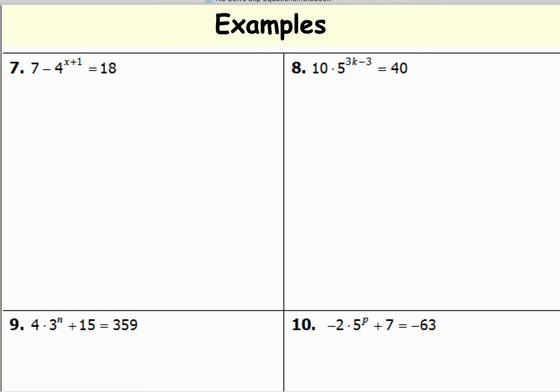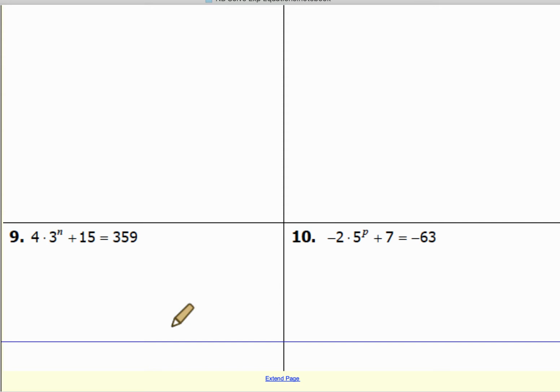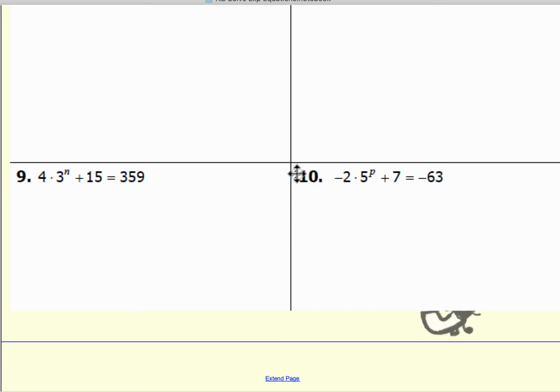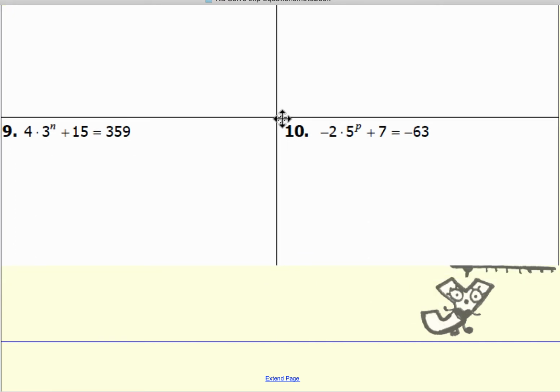Okay, so sometimes they get a little more complicated, but not too much more complicated. So let's look at number 10. On number 10, I need to solve for the exponential, which is 5 to the p. So order of operations, -2 times 5 to the p plus 7. I need to get the 7 away first. So I'm going to subtract 7 from both sides. So that gives me -70. Then I'm going to divide both sides by -2.